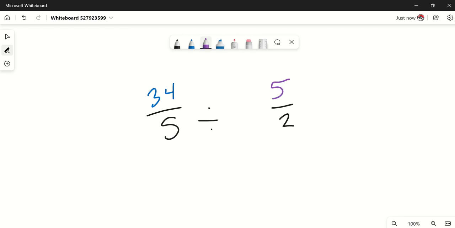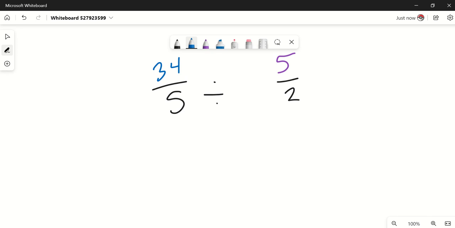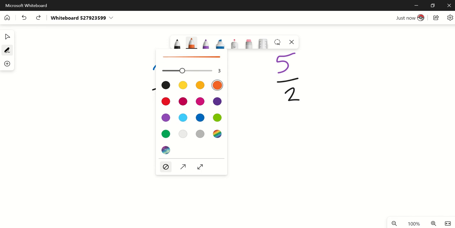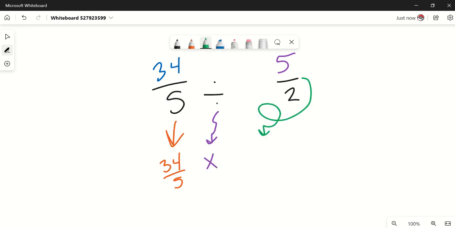I must now do the steps in order to make this a multiplication problem, because I know some of us may have just jumped and gone, oh, I can cross simplify. Not yet. We have to turn this into a multiplication problem first. So this number will come straight down, which will become 34 over 5. Division, shake it up, becomes multiplication. And we're going to flip the divisor, or take the reciprocal of it. This will become 2 over 5.